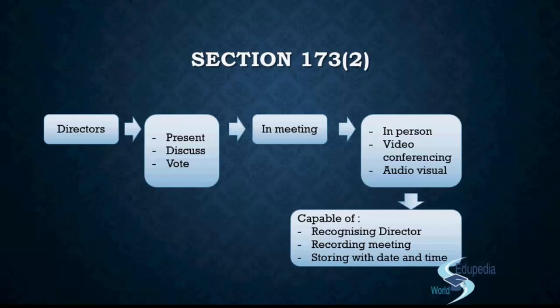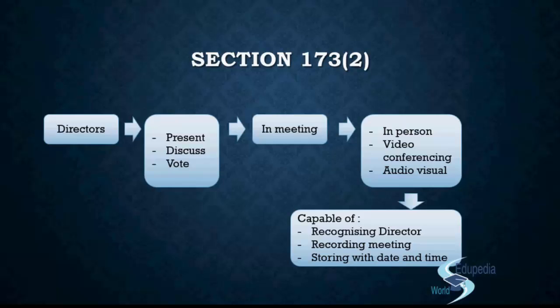But the system of video conferencing or other audio-visual means must be capable of recognizing the director. That means it must be clear, the picturization should be clear, and the other director sitting in the room or sitting somewhere else should very well be able to recognize the director by his identification number as well as the face that is being displayed on the video conferencing channel, right? And then that should also be capable of recording the meeting. The entire video should be recorded and stored, right? And they should be stored along with the date and time. So this is the minimum requirement of a video conferencing or an audio-visual conferencing channel, right?